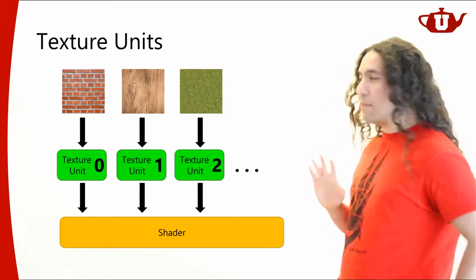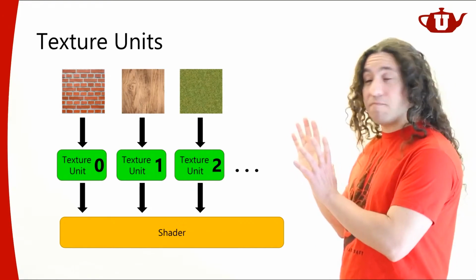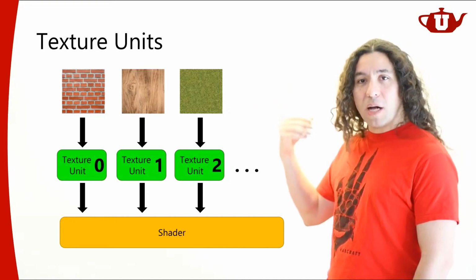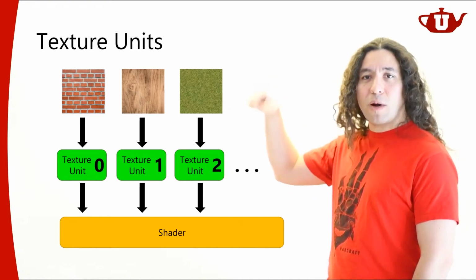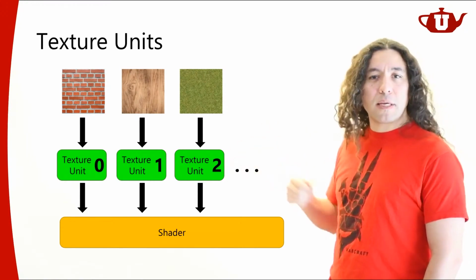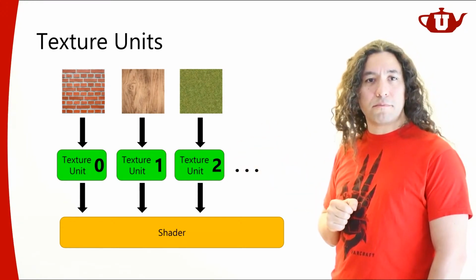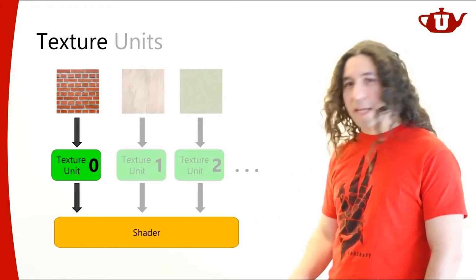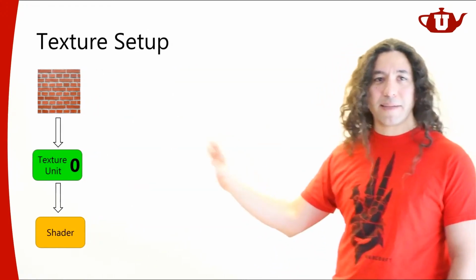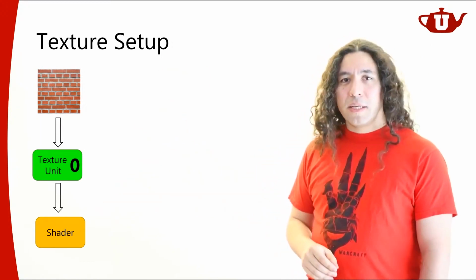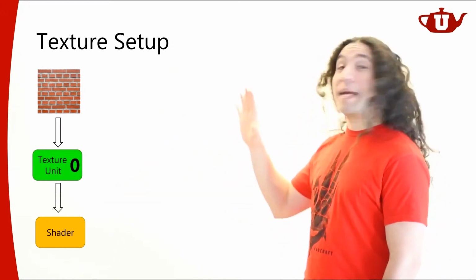All right, so this is the picture that you should have in your minds. If I have multiple textures, I'm going to attach one texture to each one of my units, and I'm going to send them separately to my shader. Okay? All right, so let's just take a look at one of them. I have my texture unit 0, and I have my shader over here. So let's see how we can set this up.